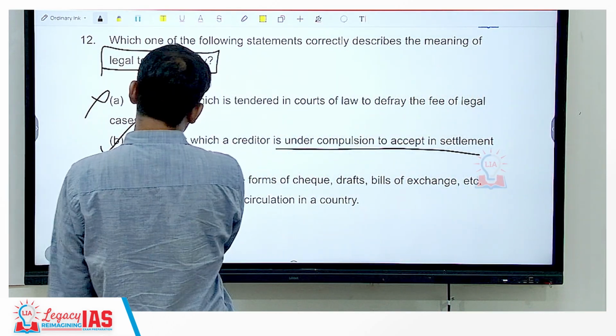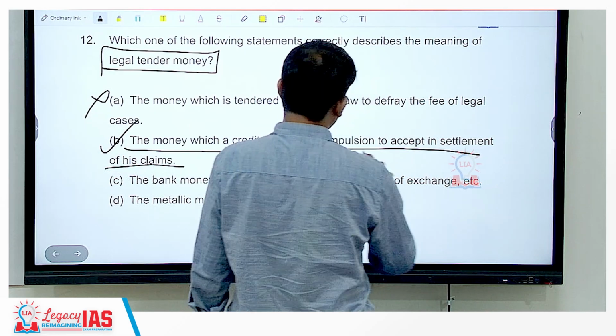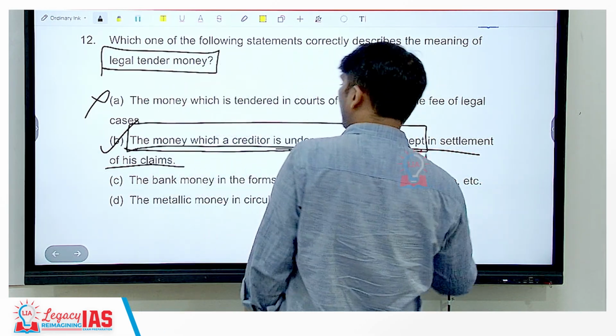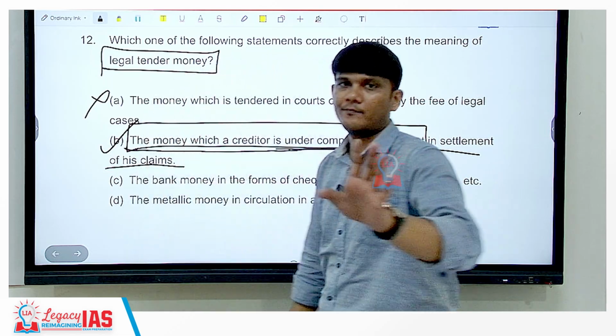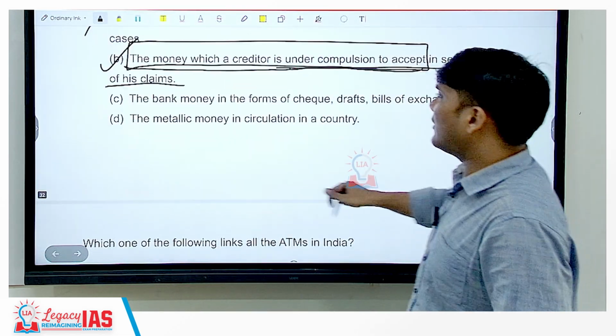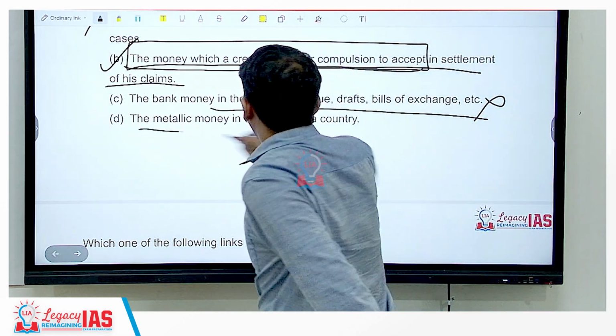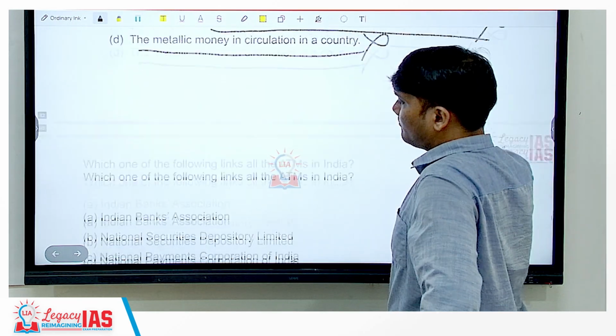So it is nothing but the money which a creditor is under compulsion to accept, meaning they cannot reject it in the settlement of their claim. Clear? Other options are bank money in the form of checks and drafts, no. Metallic money circulating in the economy, no.